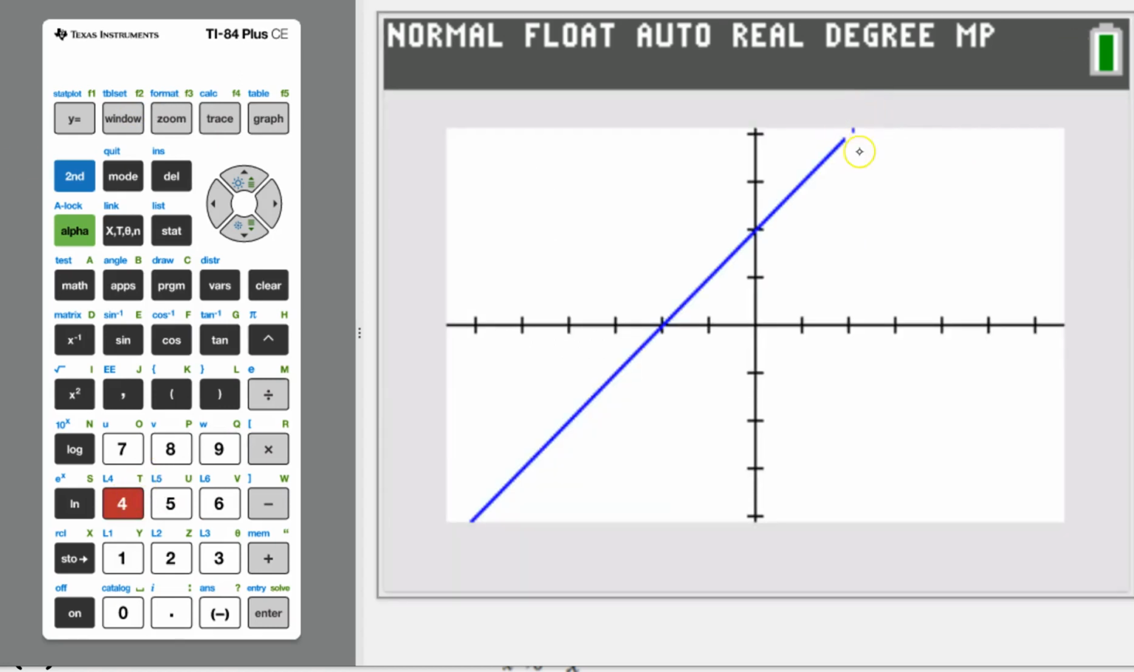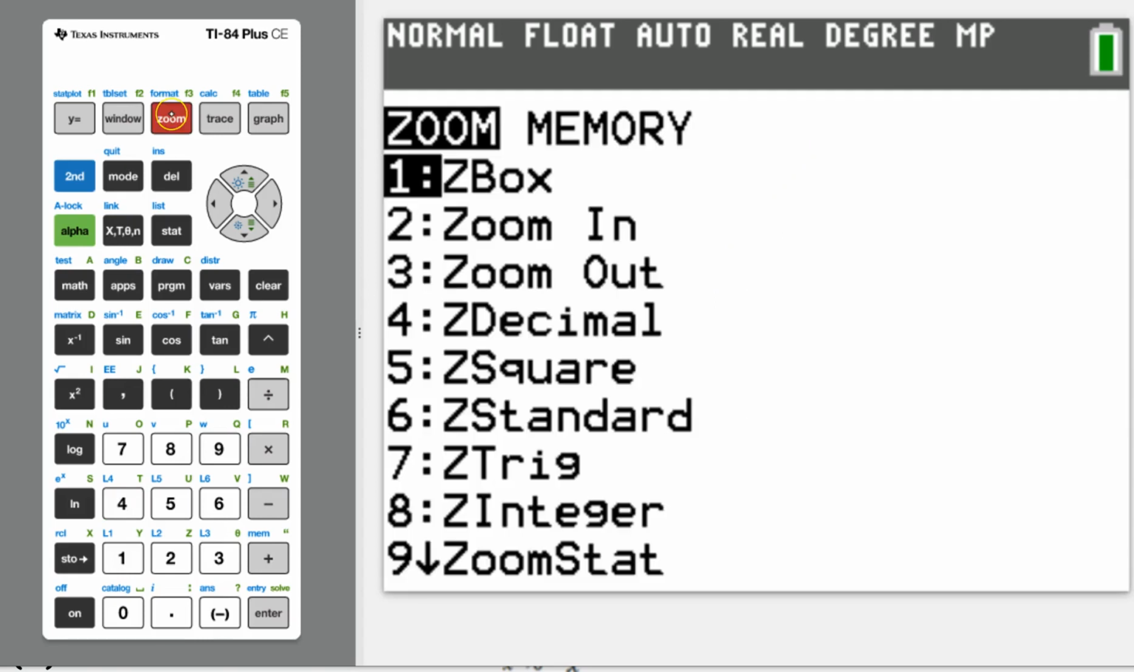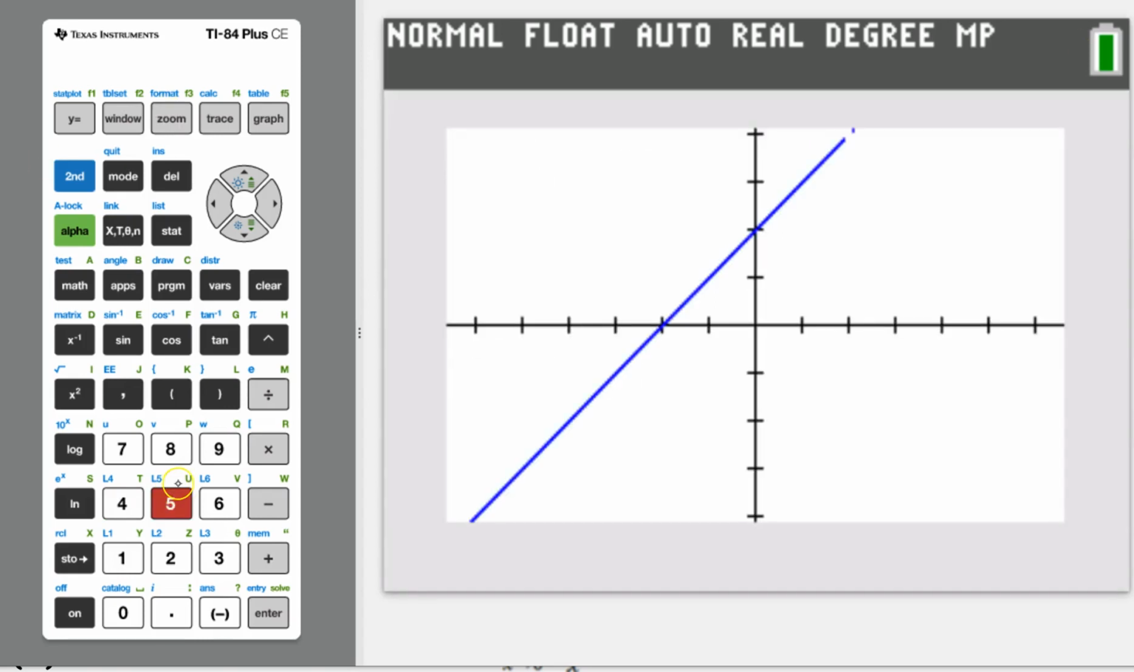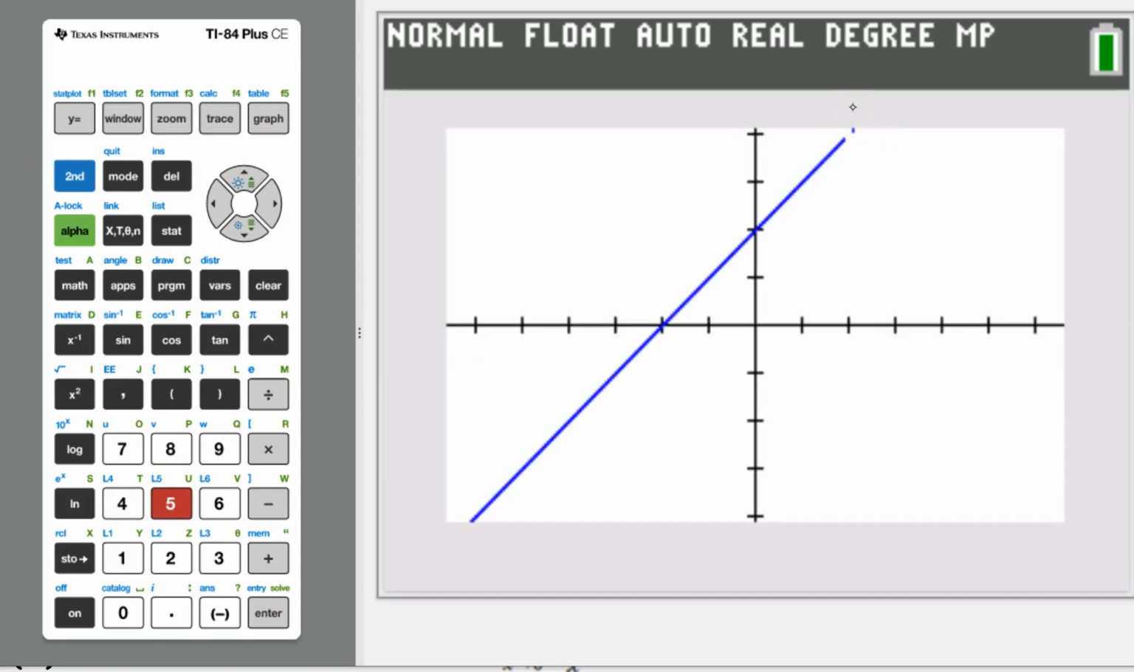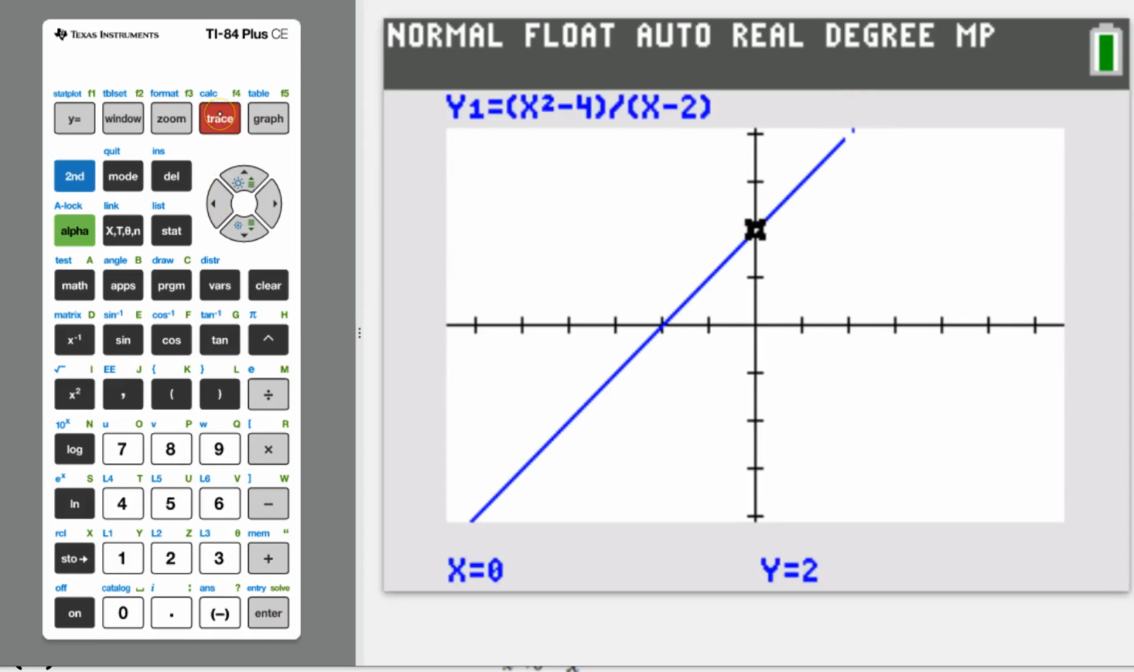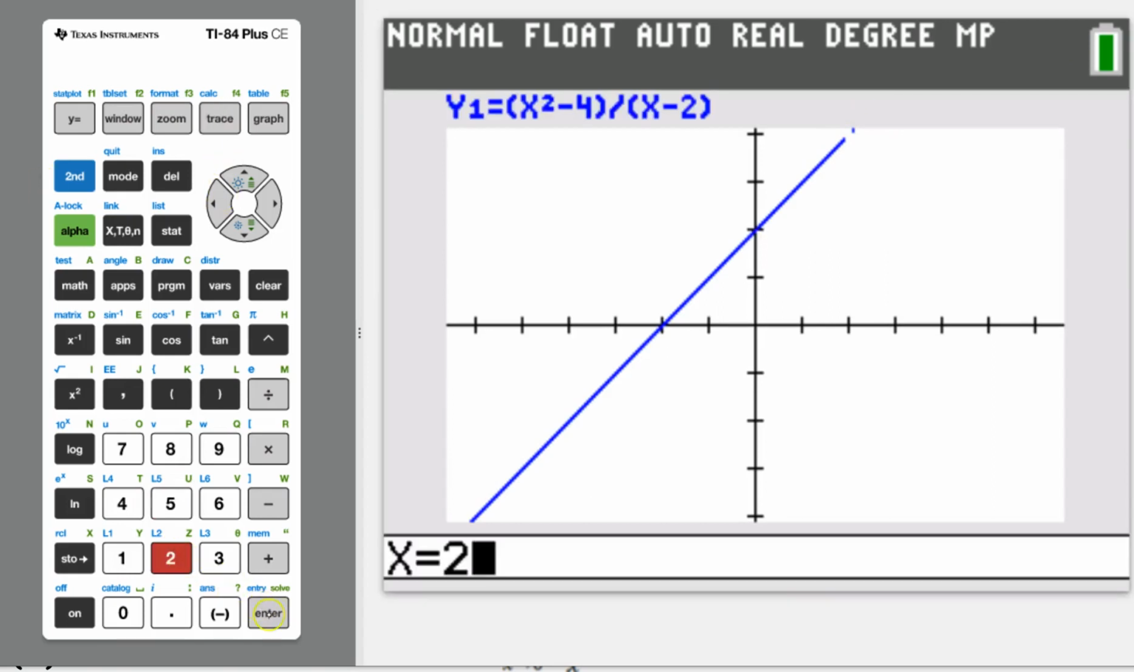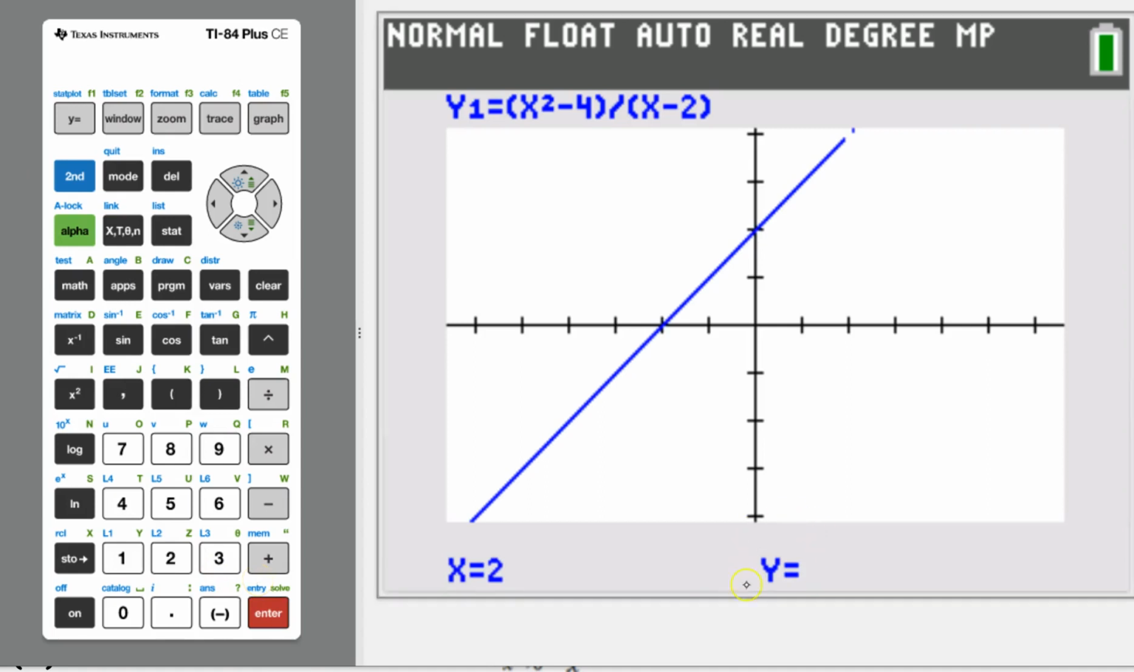Oh, up there, do you see there's a hole? Or if I do zoom square, same thing, there's a hole up there. Or if I do trace, and I type a 2 and press enter, notice at the bottom of the screen there's no y value. That's because of that hole.